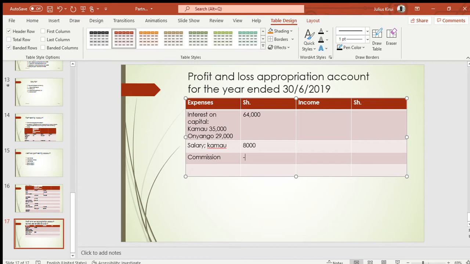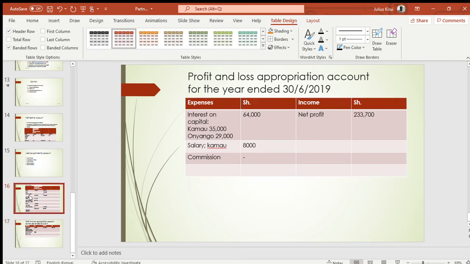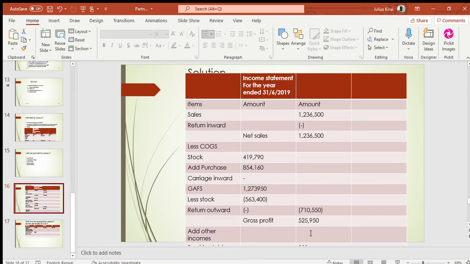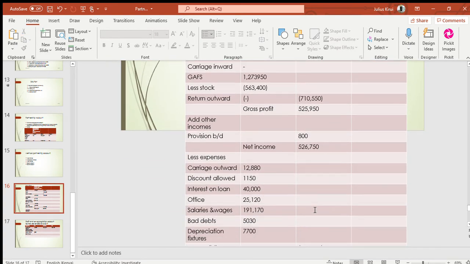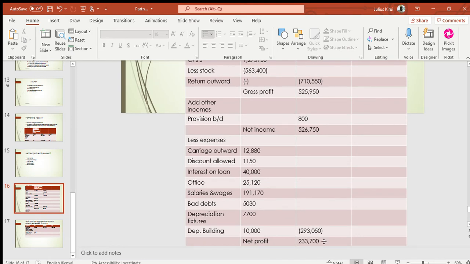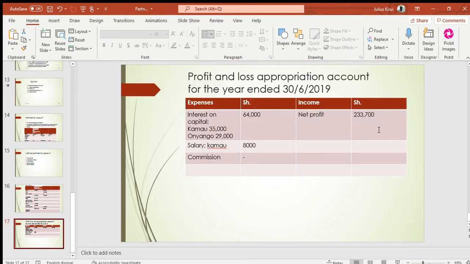Now we move to the income side. Our first income is the net profit that we got from the profit and loss account, from the income statement. So what is our profit from the income statement? It was 233. Was that the profit? Let me check. This is the profit, 233,700, and that is what we are bringing here.